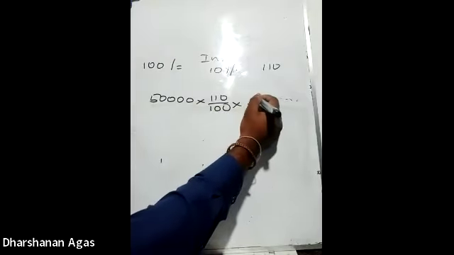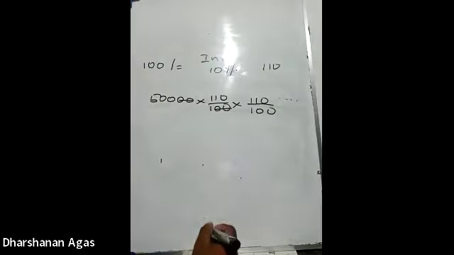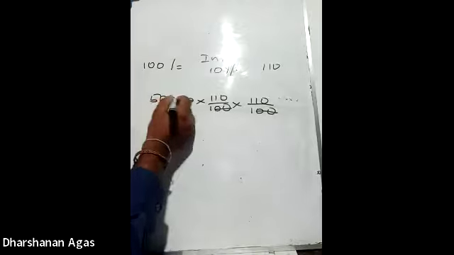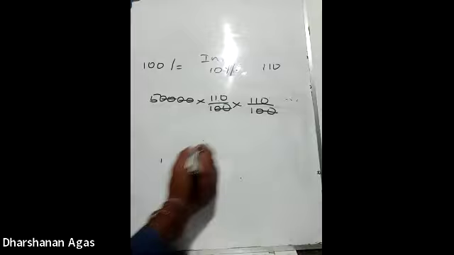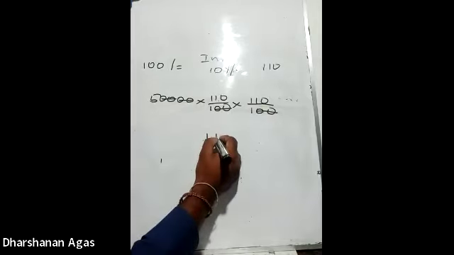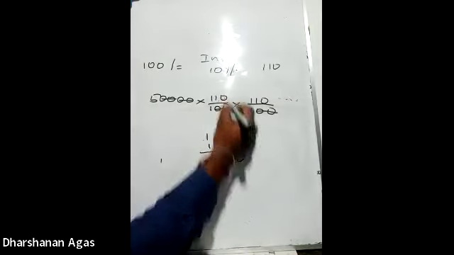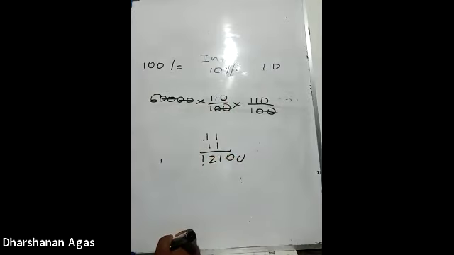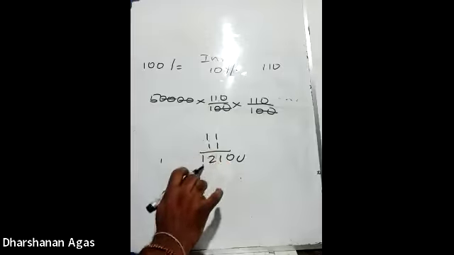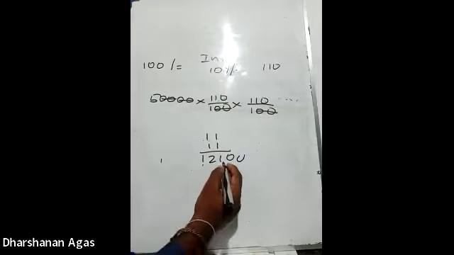100 means 110. Now simplify. Cut this 20 and 20. Now multiply 110 into 110 into 5. 110 into 110 means 11 into 11. Finally, you can add these two zeros. 11 into 11 is 121. Okay, 110 multiplying by 110: 11 into 11 is 121, add these two zeros. Now 110 into 110 is 12,100.